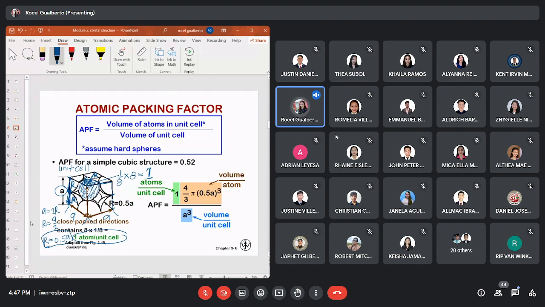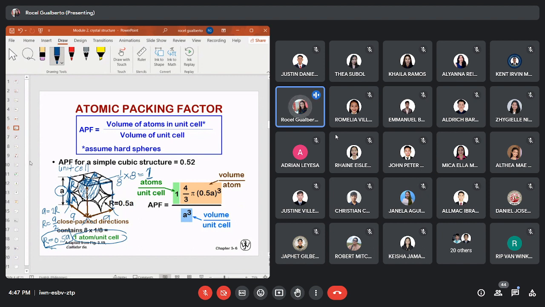Ay, yan po yung gusto nating malaman doon sa parameter 3. Okay? So this holds true only doon po sa simple cubic structure. Okay? So, R is equal to 0.5 of A. Okay? And then last one po, number 4. Number 4 is to determine the APF.